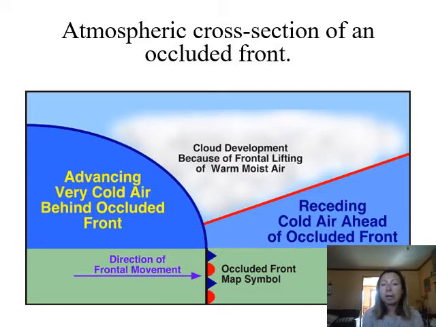So here is an example of an atmospheric cross-section of an occluded front. As you can see, cold air ahead of the occluded front is receding here. The advanced, very cold air behind the occluded front is then catching up with warm air, and the warm air is sort of stuck between the two cold air masses. Again, we see cloud development because of the frontal lifting of warm, moist air, and the occluded front would be shown on the weather map with a combination of blue triangles and red semicircles.